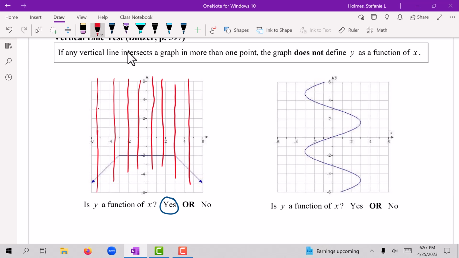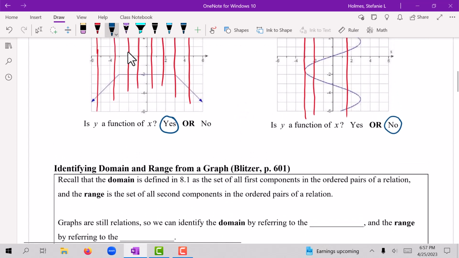Moving on to the next one. Well, let's see. If I draw a line here, it hits the graph twice. If I do it here, oh golly, that hits 4 times. If I do it here, it hits 4 times. And it doesn't matter that I drew 3 lines. As soon as one vertical line touches the graph more than one time, then it's not a function. So this one's not a function.